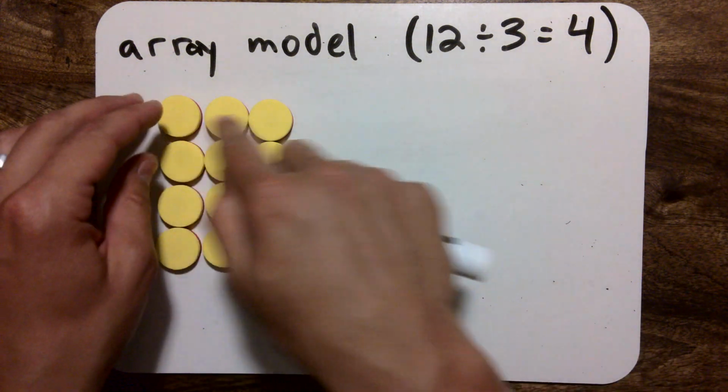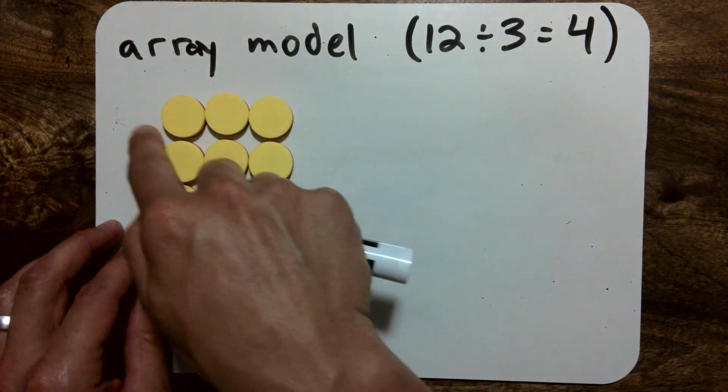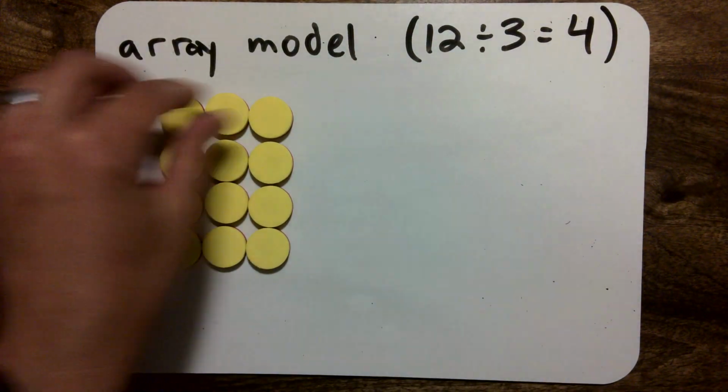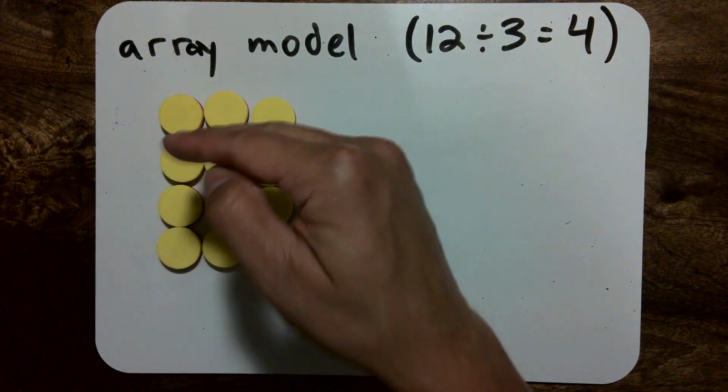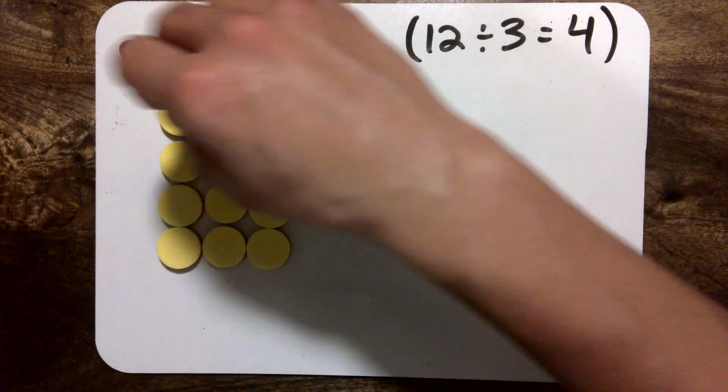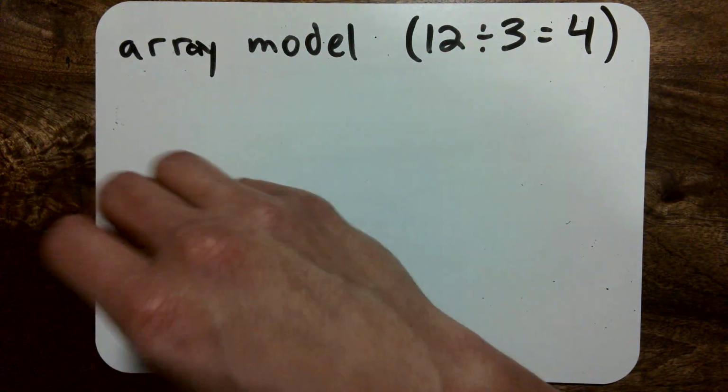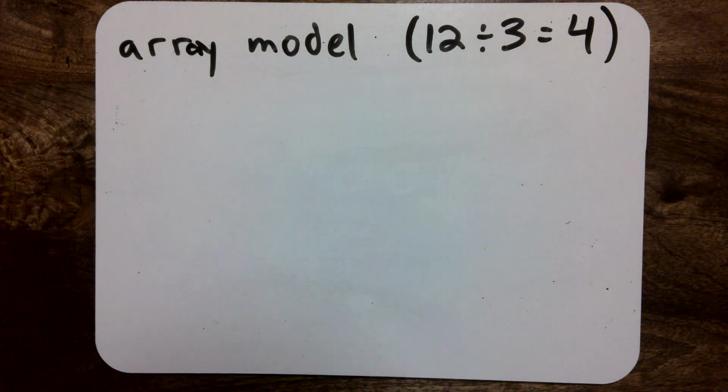So again, here 3 is saying the size of each row. So there's 3 counters in each row, and we can make 4 rows with that size. So that's the concrete.